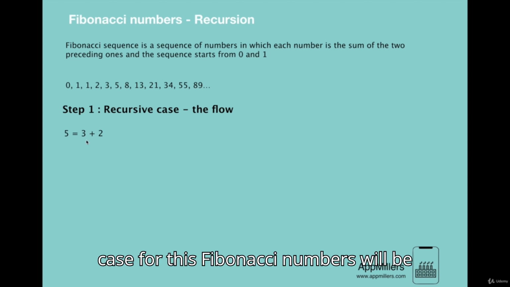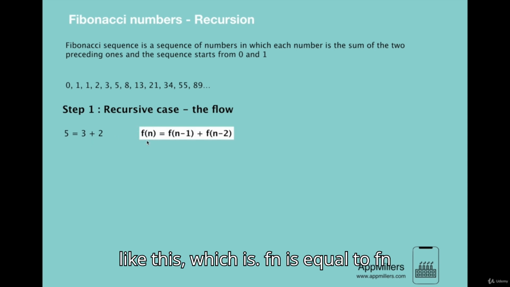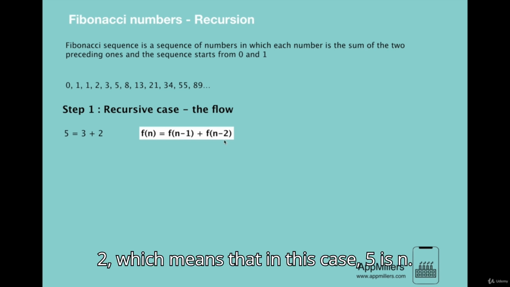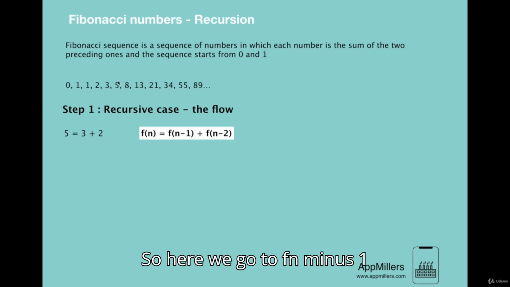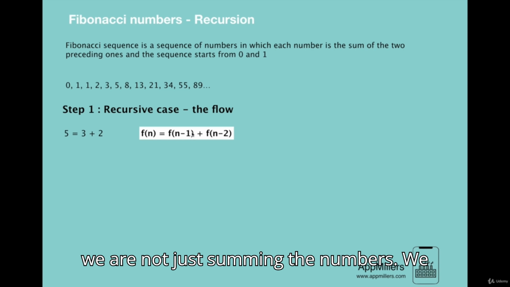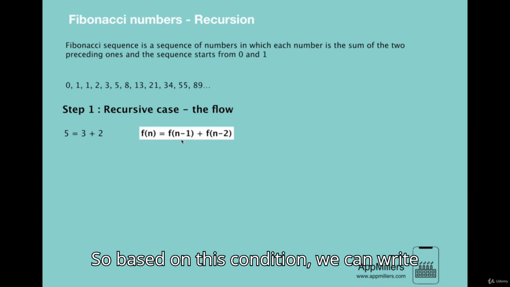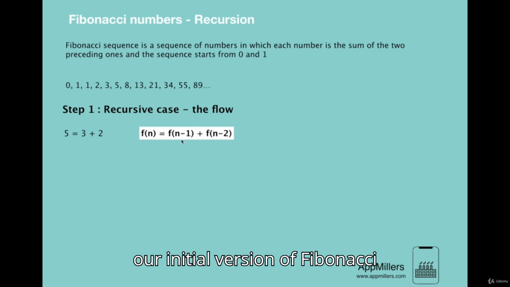So our recursive case for these Fibonacci numbers will be like this: Fn is equal to Fn minus 1 plus Fn minus 2, which means that in this case, 5 is n. So here Fn minus 1 will be 3, and Fn minus 2 will be 2. Take into account that we are not just summing the numbers, we are taking the results of these functions. So based on this condition, we can write our initial version of the Fibonacci function.